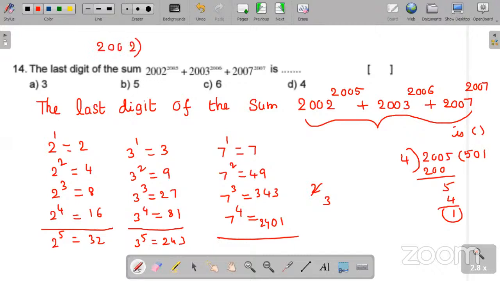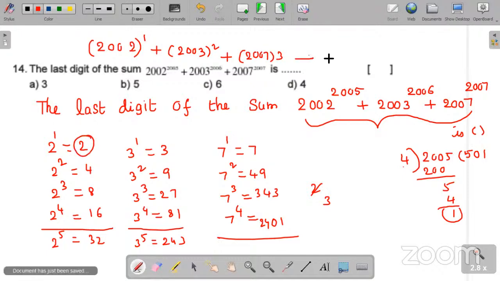2002 power 1. Plus, now if you divide 2006 by 4, what do you get? 2. So this is 2003 whole square. And if you divide 2007 by 4, what do you get? 3. So that means 2007 whole cube. So 2 power 1 means 2. The last digit is 2.